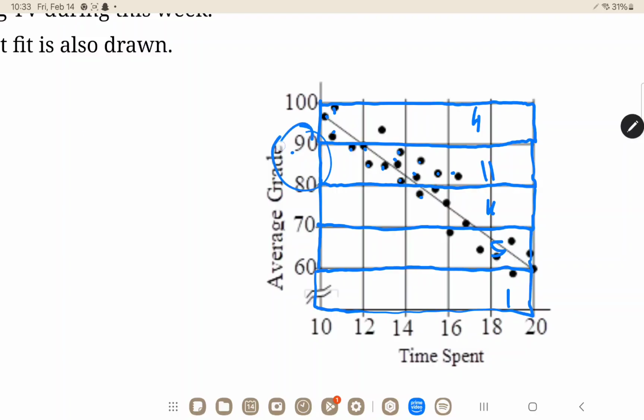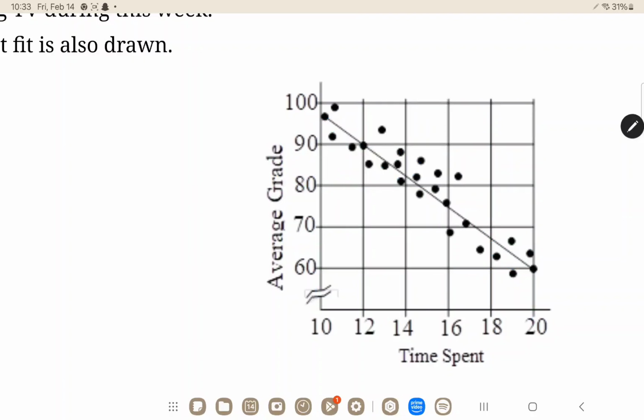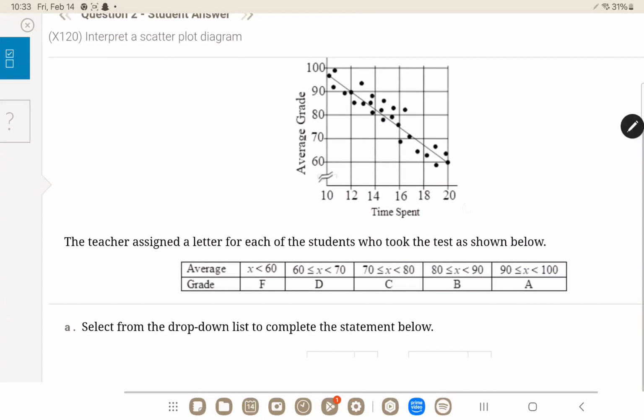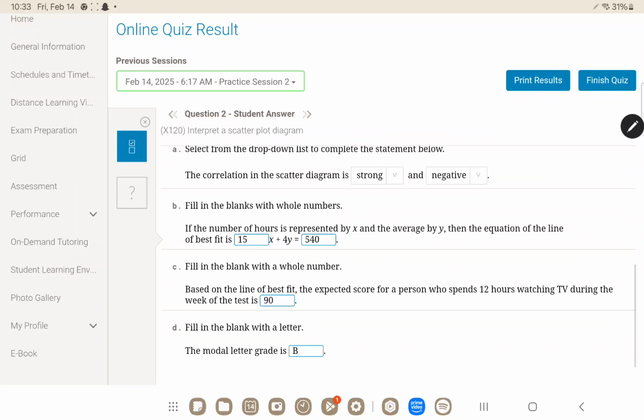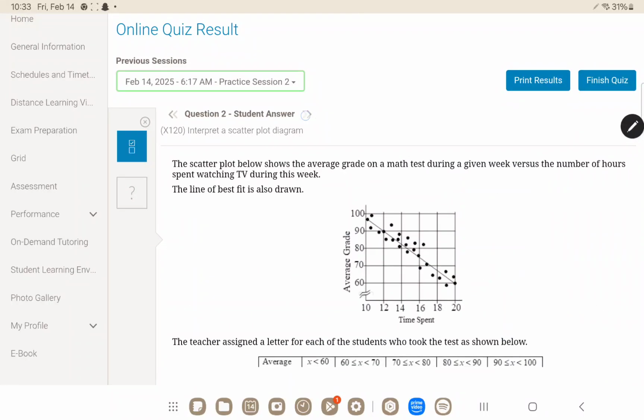So between 80 and 90 is what most students get. Now the letter corresponding to anything between 80 and 90 is B. So that's your modal letter grade, B. Now moving on.